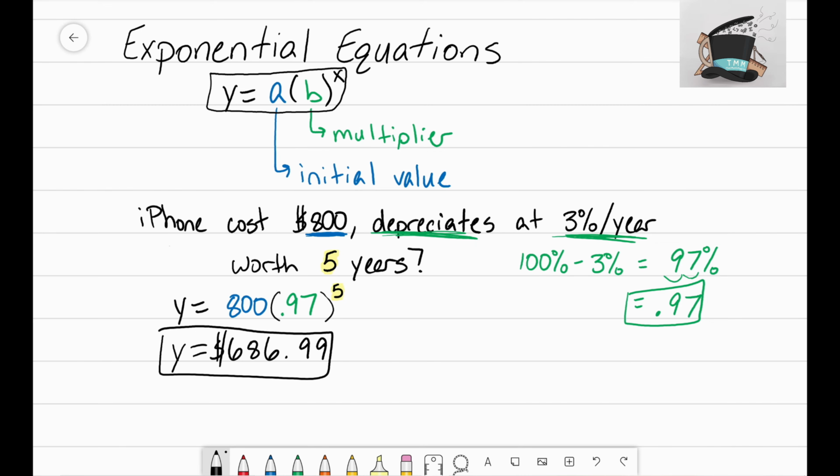So just to recap, on every single problem that involves exponential equations, what you want to find out is your initial value, your multiplier, and then your input, and that will give you your output.